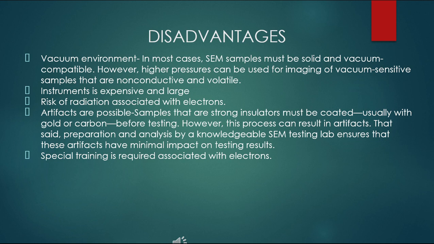Number 3. Risk of radiation associated with electrons. Number 4. Artifacts are possible, that is, samples that are strong insulators must be coated, usually with gold or carbon, before testing. However, this process can result in artifacts. That said, preparation and analysis by a knowledgeable SEM testing lab ensures that these artifacts have minimum impact on testing results. Number 5. Special training is required.